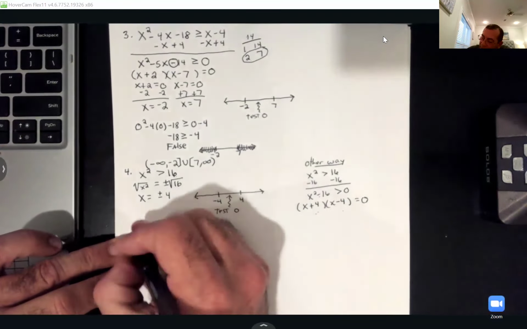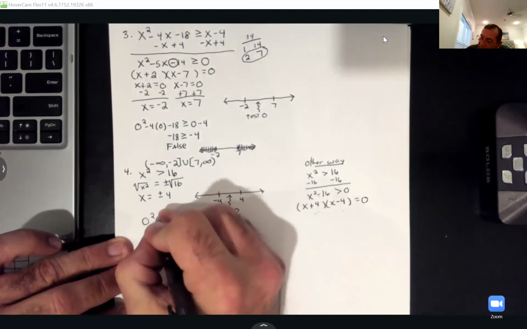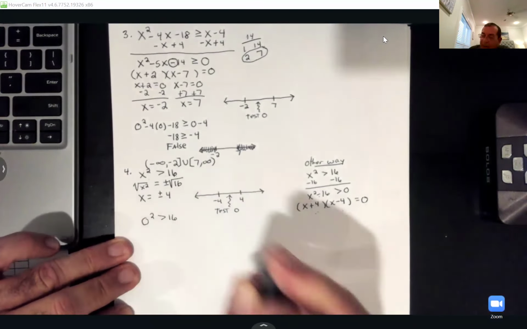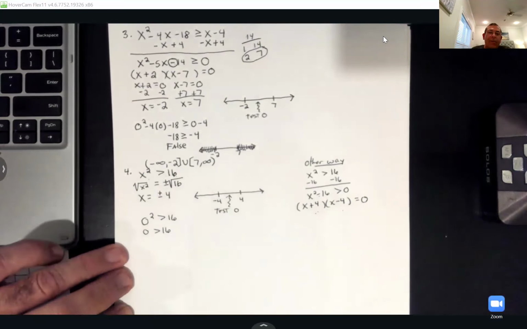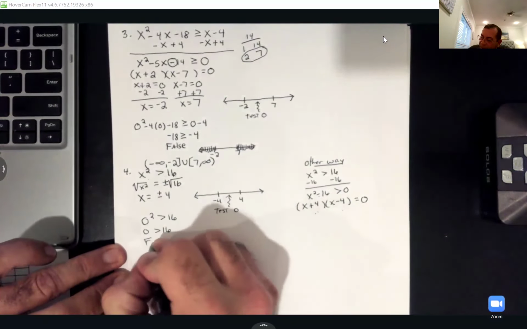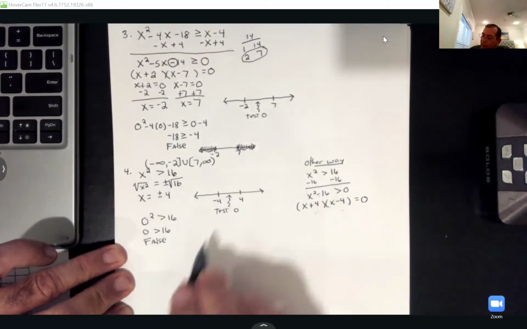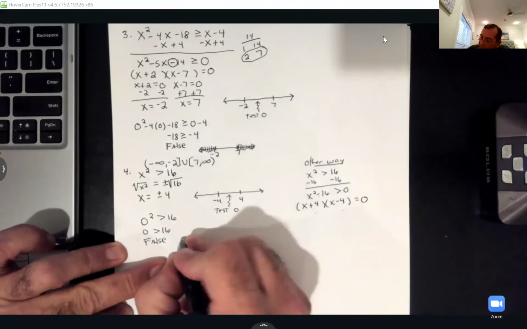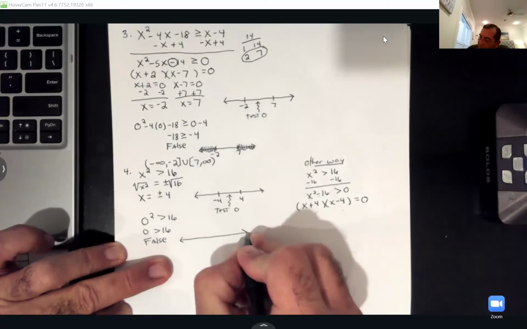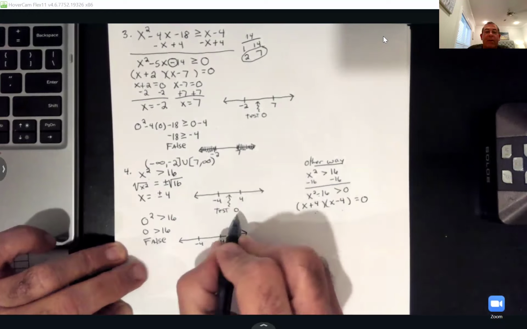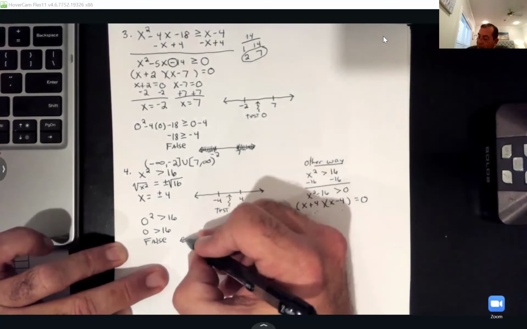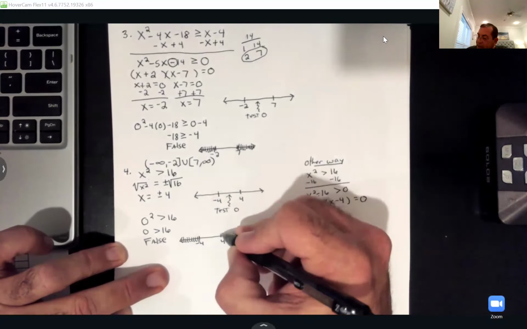So 0 squared has to be greater than 16, which means 0 greater than 16. Well, y'all, that's definitely false. So that means I'm not going to shade where that 0 was located. I'm going to shade the outsides.